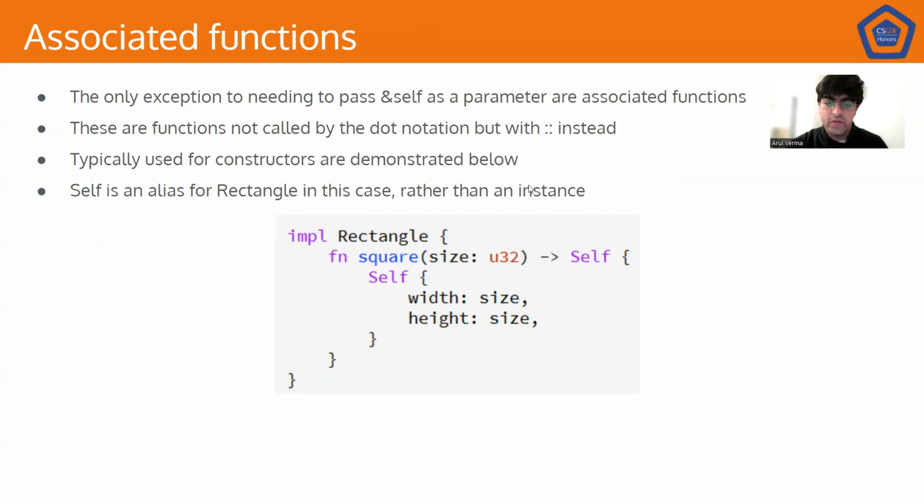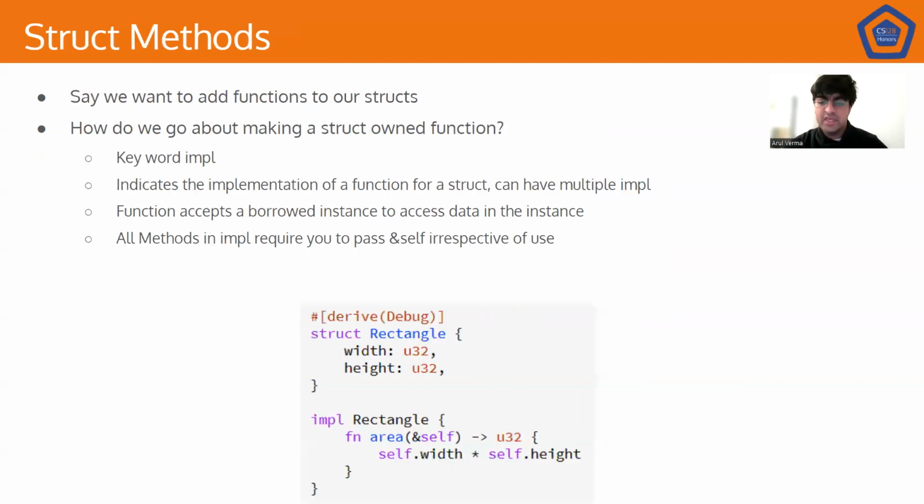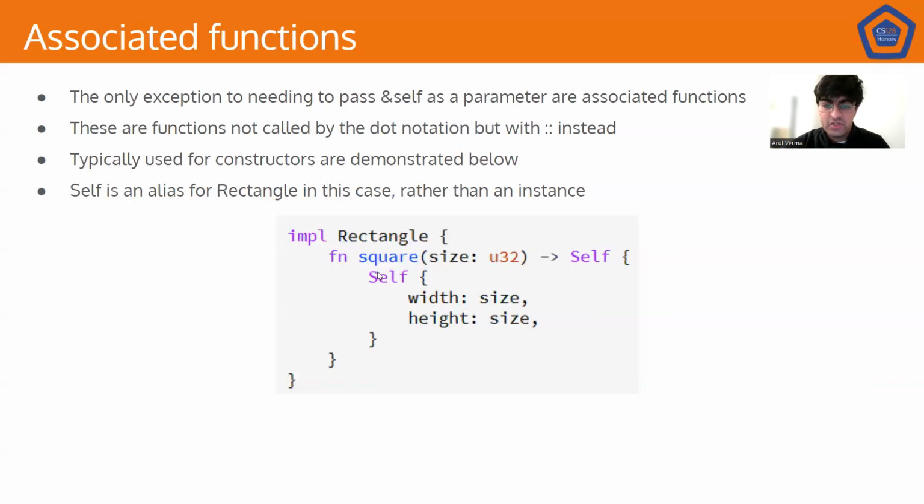And specifically, say we wanted to create a square out of our rectangle. Instead of saying width and height are equal to the same value, we can just pass a size into this function, square, and then both width and height will be initialized to that size, and a rectangle will be returned to us. So the key difference here is that in the first case, area, there is an instance that we're going to pass in and pass back out. In this case, there's not yet an instance to pass in, and the instance is being created in the function.